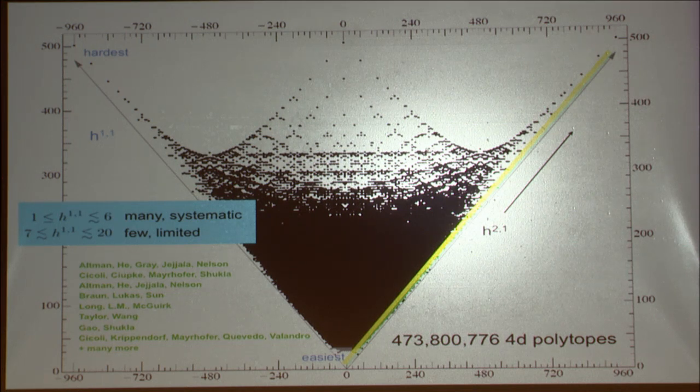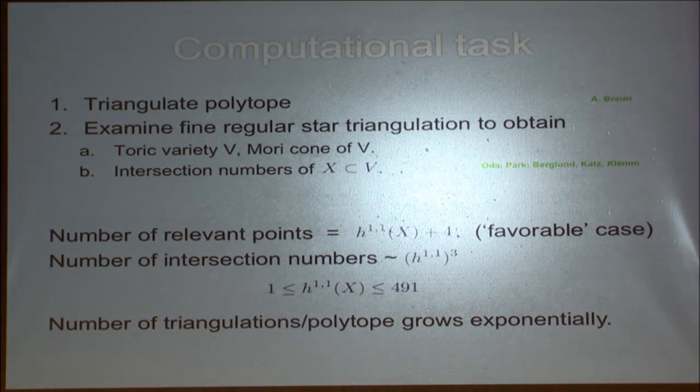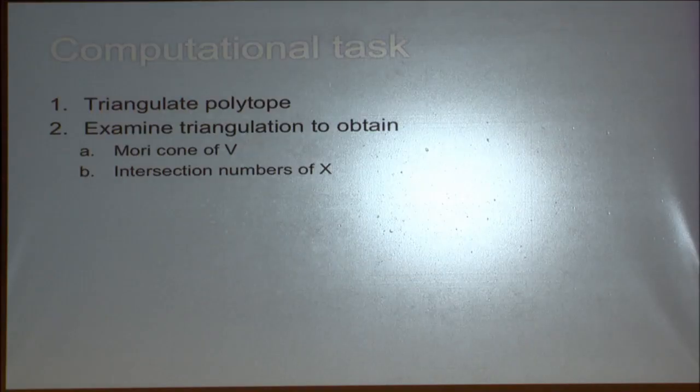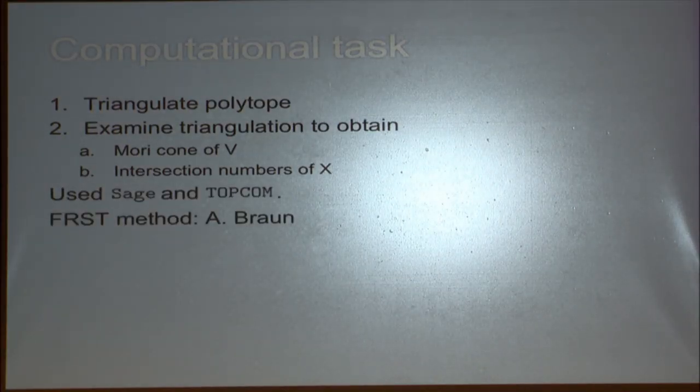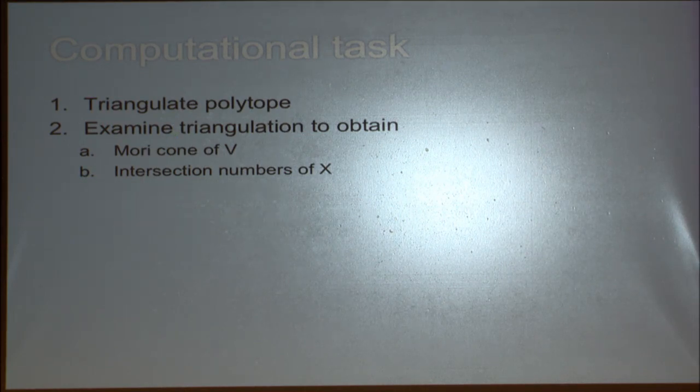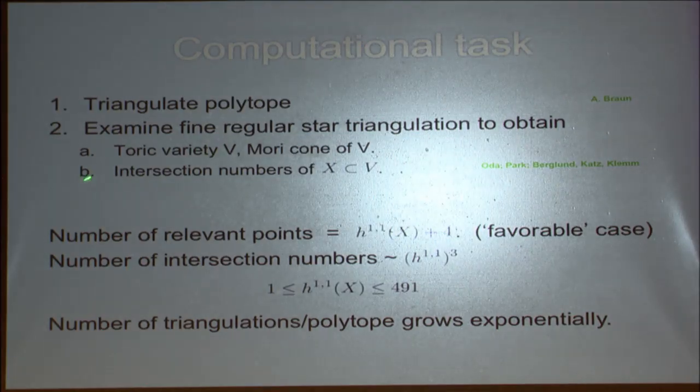Very good. That's exactly why everyone else was stuck for a long time. Because the one that's called a fine regular star triangulation, actually, let's proceed to this. What you need to do is you need to find a triangulation that has certain special properties. And it turns out that the existing packages found those special ones by enumerating all possible triangulations and looking for the special ones. We just found a way to write down initially the fine regular star one.